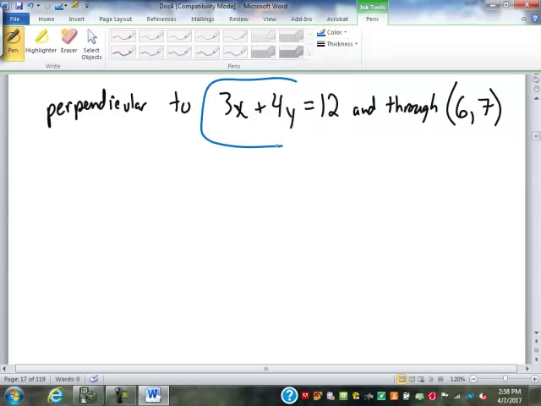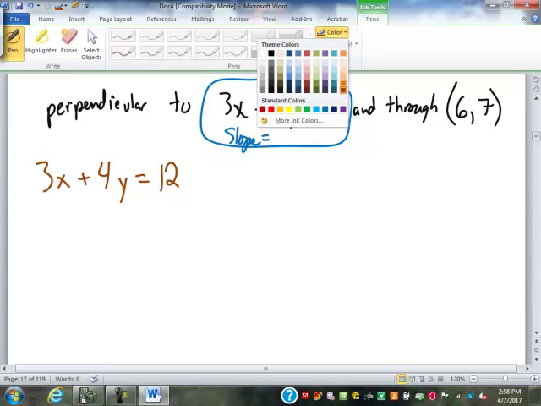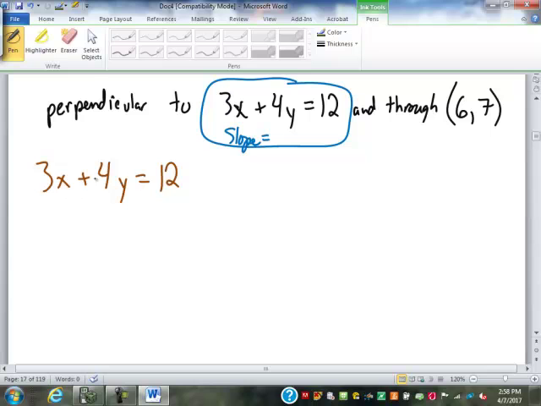So again, we start by finding the slope of this line. But to do that, we're going to have to do some work. 3x plus 4y equals 12. Where do we start? Careful. The 3x has been added to it, so we subtract 3x. Good. So we have 4y over here. 12 minus 3x is just 12 minus 3x.